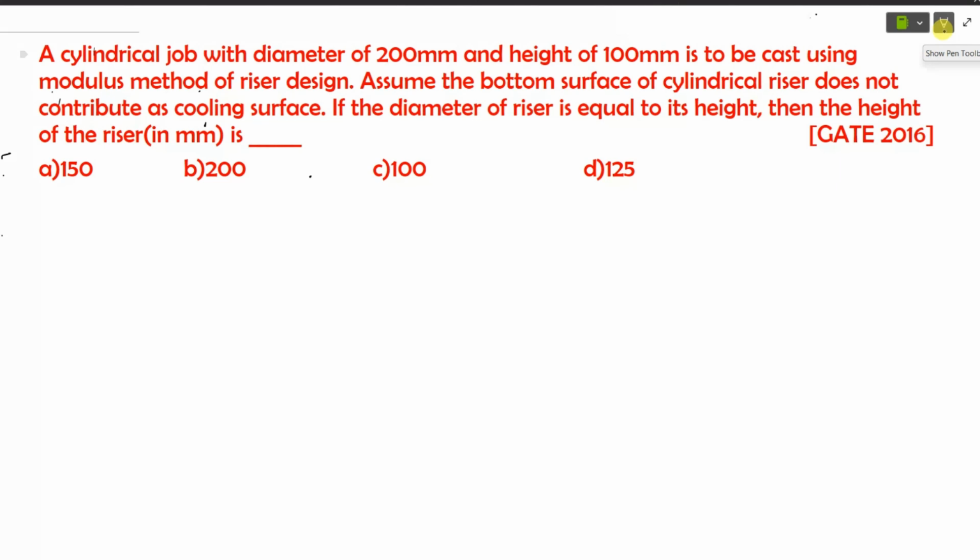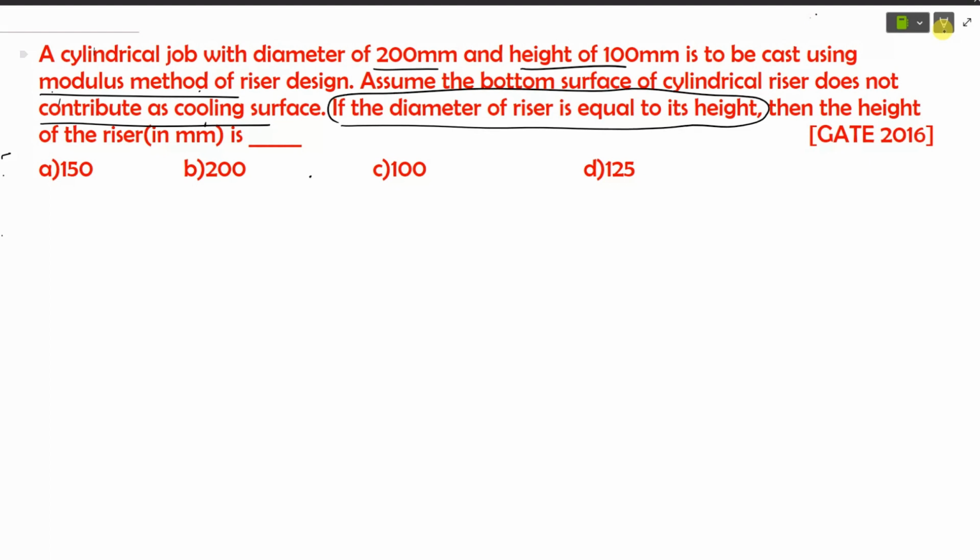A cylindrical job with a diameter of 200 mm and height of 100 mm is to be cast using the modulus method of riser design. Assume the bottom surface of the cylindrical riser does not contribute as the cooling surface. Very important, or else it will lead to a wrong answer. So very important point: if the diameter of the riser is equal to its height, the only thing mentioned about the riser here is this part. Then the height of the riser in mm is, 4 options are given.